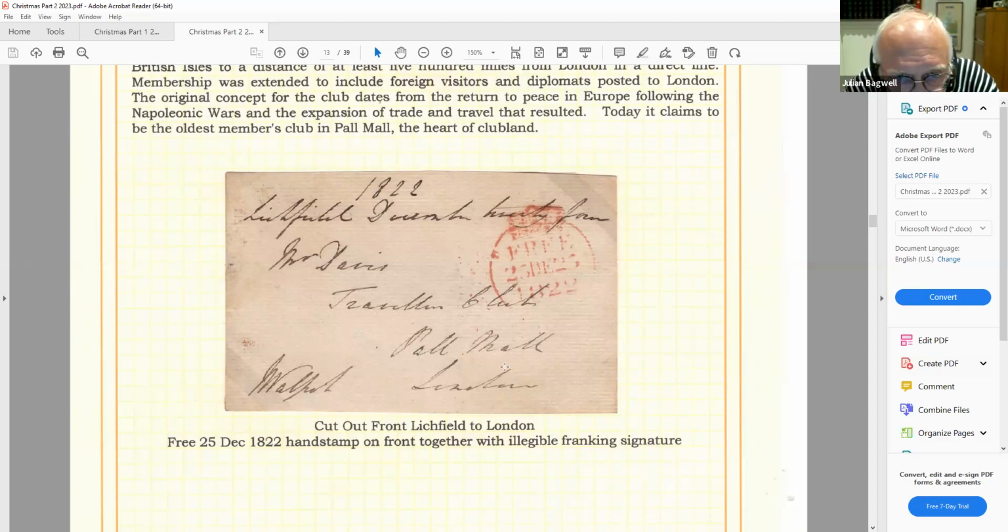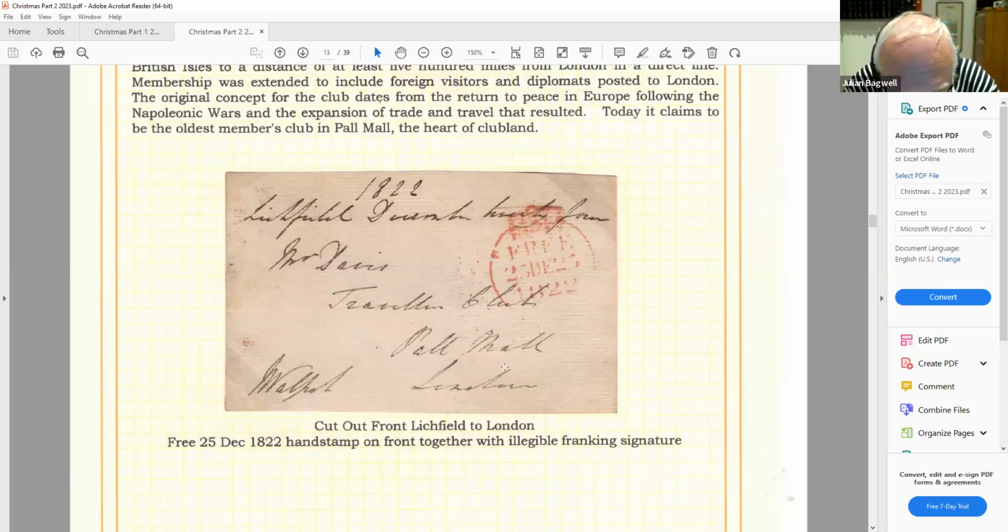You're only supposed to send mail if it was within 20 miles of your constituency. You had to include the full name and address of the recipient to try and stop them selling blank covers. You had to sign it, and so on. Not sure it's met all the rules. I can't read that signature.